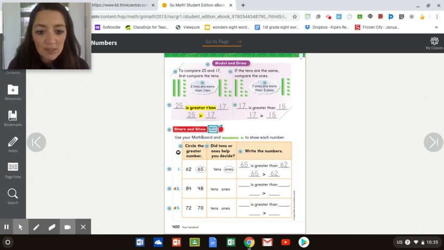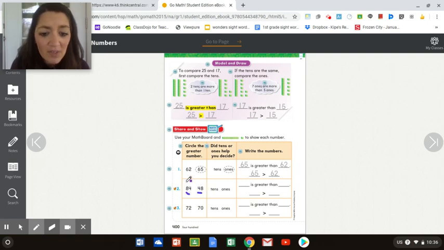So look down here. It says use the math board and tens and ones to show each number. So we have 84 and 48. Which one is bigger, 84 or 48? Well, I could draw a quick picture. We're going to look at just the tens because the tens are different here. They're not the same. There are 8 tens here and 4 tens here. I want the one with 8 tens because that's more. So I'm going to circle that one.